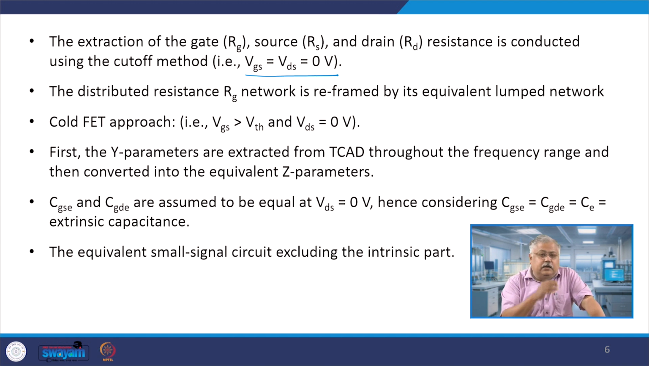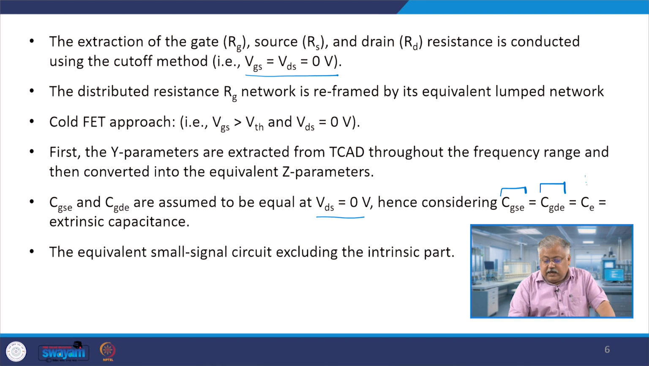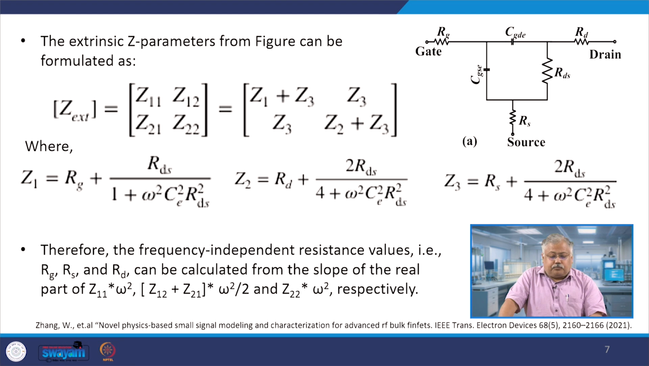Now as I told you earlier, your gate to source capacitance or gate to drain capacitance can be divided into intrinsic capacitances and extrinsic capacitances. Intrinsic capacitances are those capacitances which flow through the device itself, and extrinsic are outside the device. So when VDS equals 0 and therefore symmetricity is maintained, my gate to source extrinsic and gate to drain extrinsic capacitance are exactly equal to CE, which is the extrinsic capacitance. Why? Because when VDS equals 0, the symmetricity of the device is maintained and therefore you will have CGSE equals CGDE equals CE.